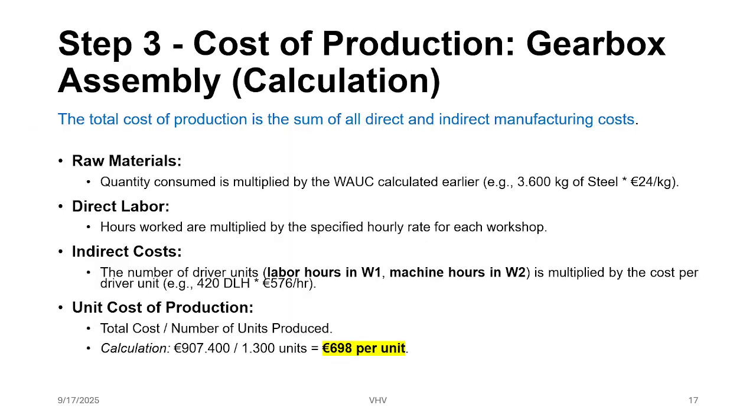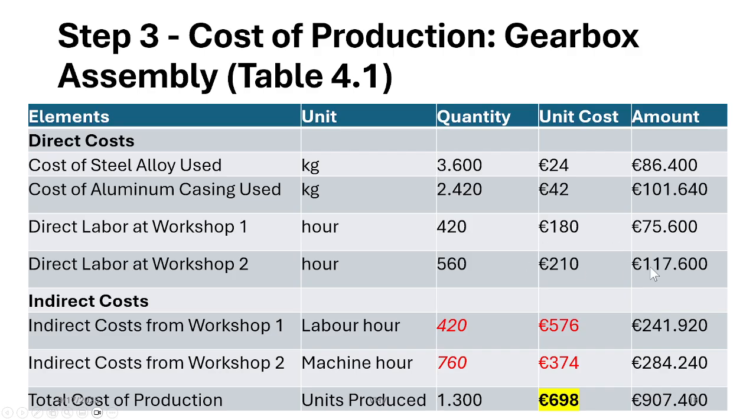So you obtain the total. Now we add the direct labor from both workshops: 75,600 from workshop 1 and 111,600 from workshop 2. You can see from here that we multiply the quantity by the unit cost per hour. So we have the direct labor at both workshop 1 and workshop 2.